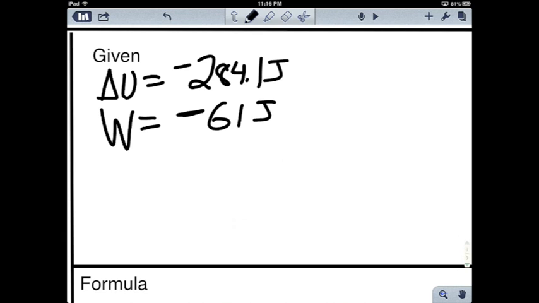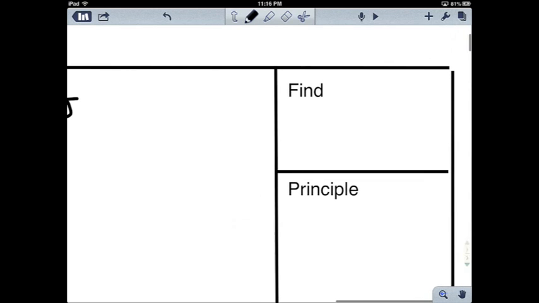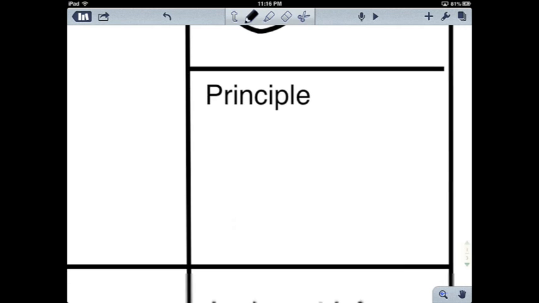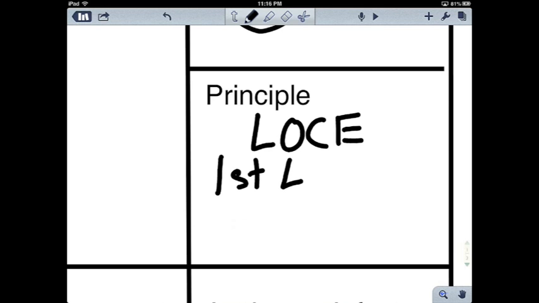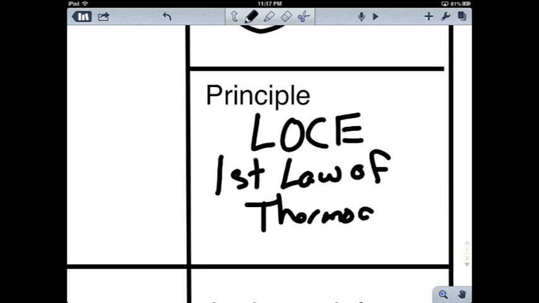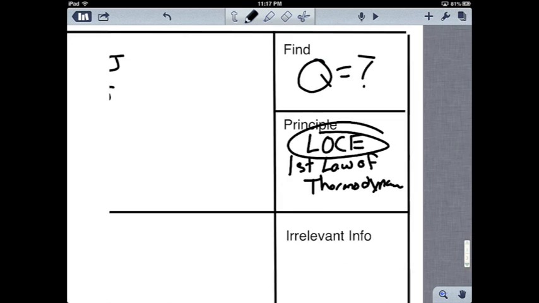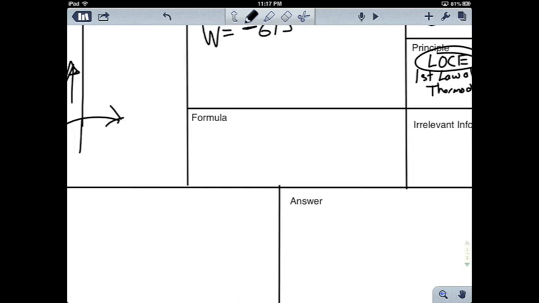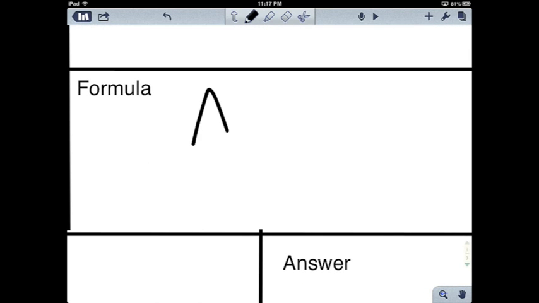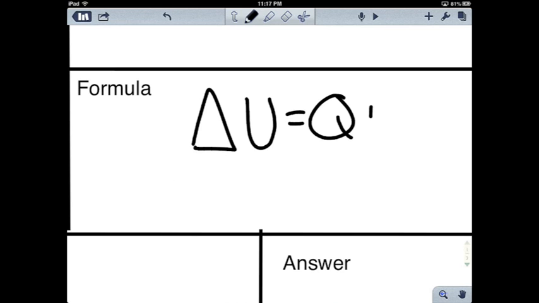It says how much energy is transferred as heat. So you're trying to find what the Q value is. Now this right here is a principle of the law of conservation of energy. Energy has to be conserved. More specifically, we've been calling it the first law of thermodynamics because we're talking about heat and work. Now remember, it's no different than the law of conservation of energy. Okay, it's just called something different. Now the formula that's involved here is delta U equals Q plus W.